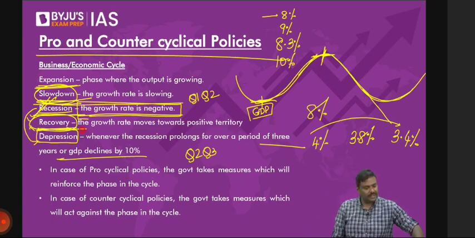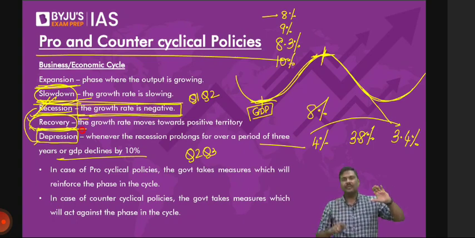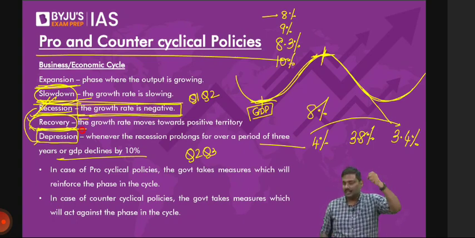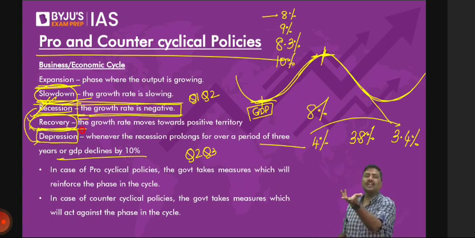So it's a very simple idea. First, there is an expansion, boom, but you cannot sustain it. Then there is a slowdown. Then there is a recession. Then there is a recovery. If recession is not controlled, it will become depression. And from depression, you will experience a recovery.